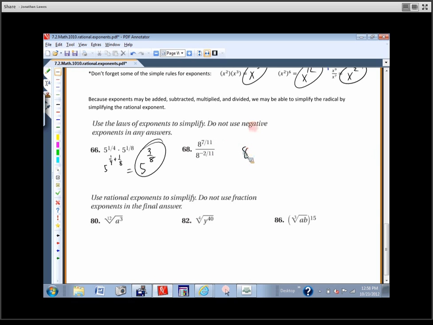And then we just add those together. So this is going to be 8 to the 9/11. Done there.